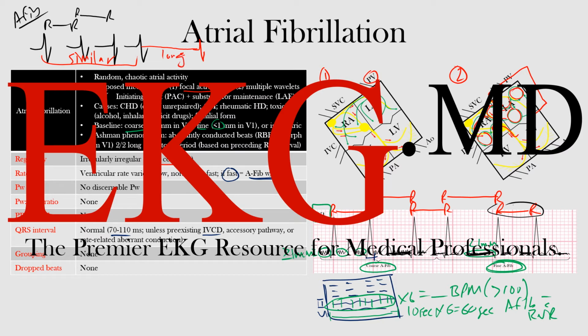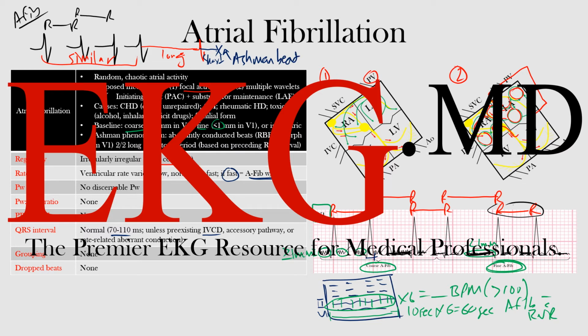So we're saying after that long one, if you then have a cycle that is short, so the beat then came here, this would be a short cycle. We would call this the Ashman Beat. And we're saying this Ashman Beat has a right bundle branch block morphology.